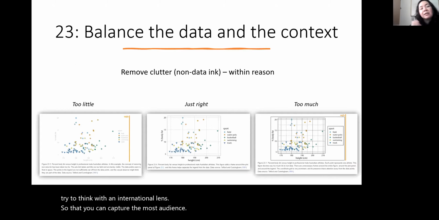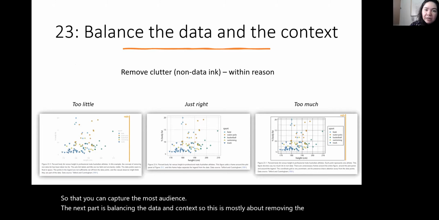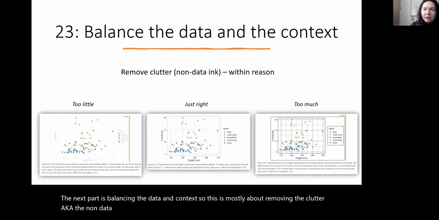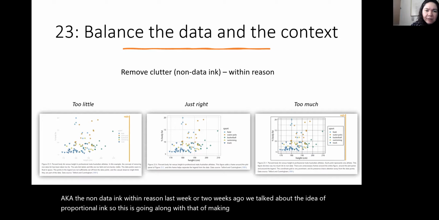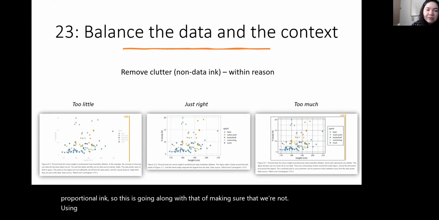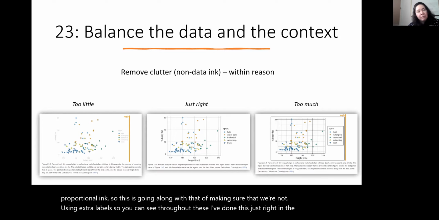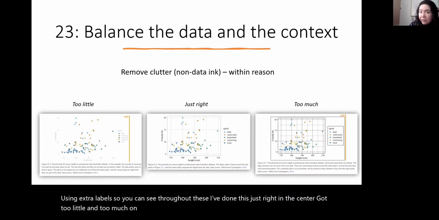Okay, the next part is balancing the data and the context. So this is mostly about removing the clutter, aka the non-data ink, within reason. Two weeks ago, we talked about the idea of proportional ink. This goes along with that, making sure that we're not using extra labels. You can see throughout these, I've done this just right in the center, with too little and too much on the left and right respectively.